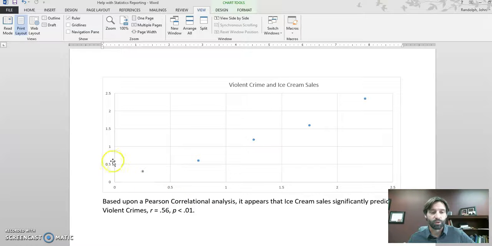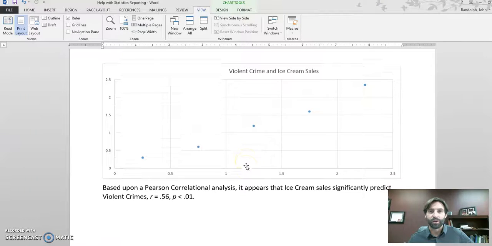Then we keep going, and we have another day, and we have ice cream sales about 1.2, and violent crime about 0.75. Then we measure violent crime again, it's 0.125, and now ice cream sales have gone up this much. We measure another data point, and now violent crime numbers are 1.75, and ice cream sales are 1.6. We're like, wow, what's going on? Then we go all the way over here to another day, and ice cream sales skyrocket to almost 2.5, and violent crime's about 2.5. See how when one goes up, the other goes up. There's a shared relationship. And so we can report on that.